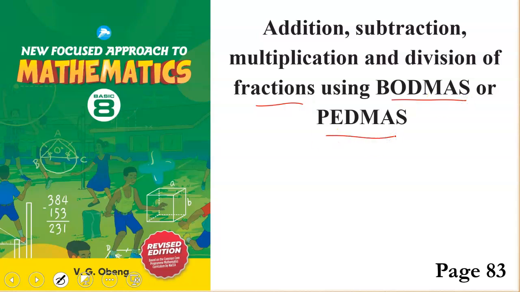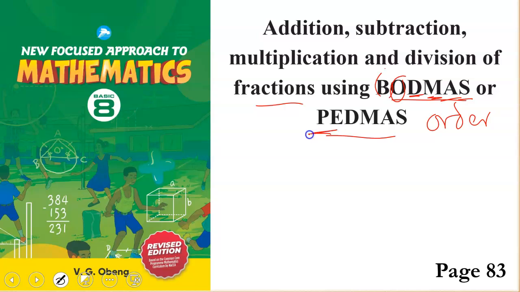We said BODMAS simply means bracket, of, and of here means order, not just of like multiplication, of order. It can be exponent, it can be square root, and so on and so forth. Then division, multiplication, addition, and subtraction.